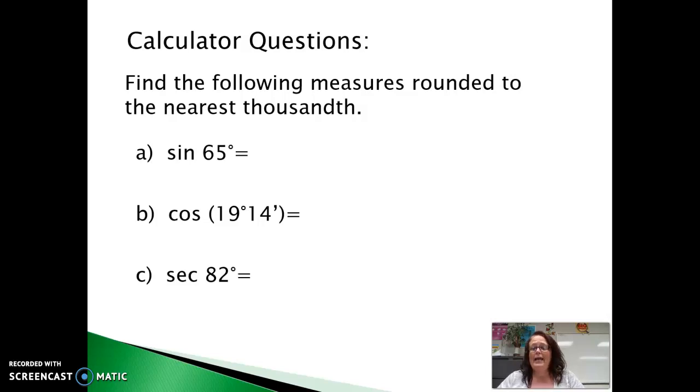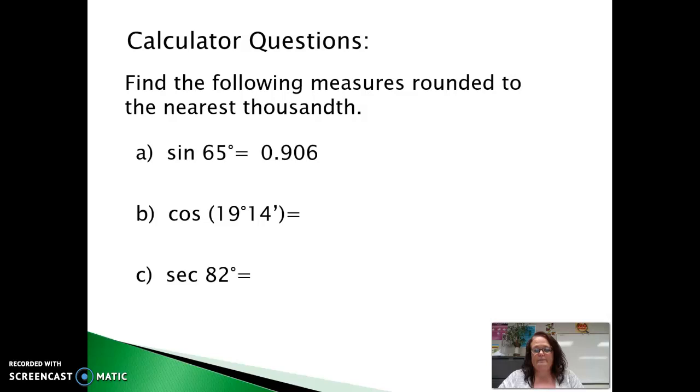So in my case, I have a forward-thinking calculator, so I'm going to press my sine button right here. Then I'm going to press the number 65, and then I'm going to press equals. And so it's going to give me the answer rounded to the nearest thousandths of 0.906 because 3 was not greater than 5.